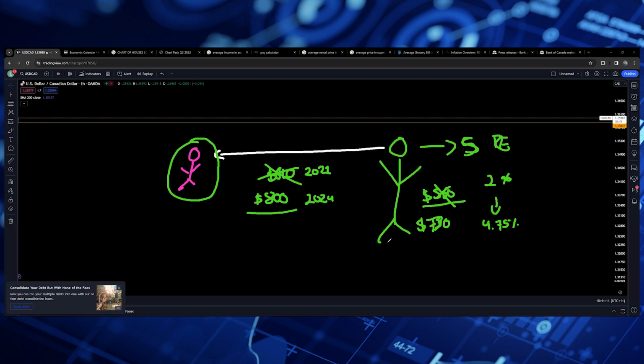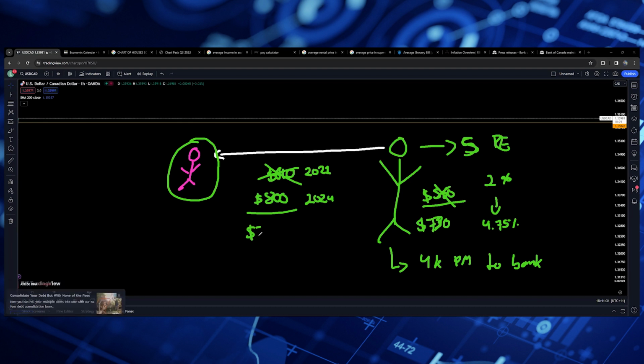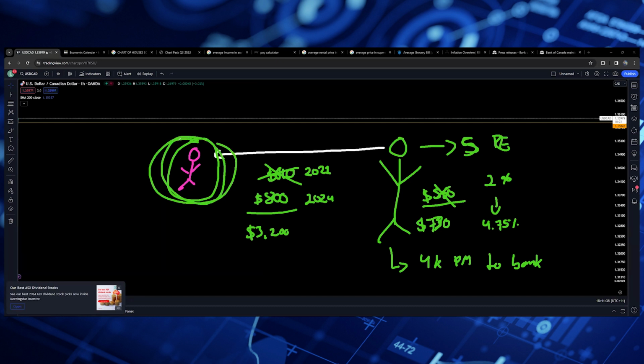Let's say that Mr. John is paying $4,000 per month on his mortgage to the bank. All right. So then this guy here is paid $800 per week. So if we do 800 times 4, that's 3,200 if I'm not wrong. And now this guy that doesn't have a property is paying for this guy to have a property.